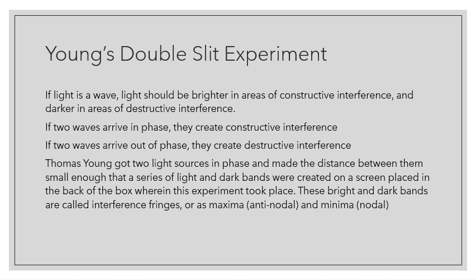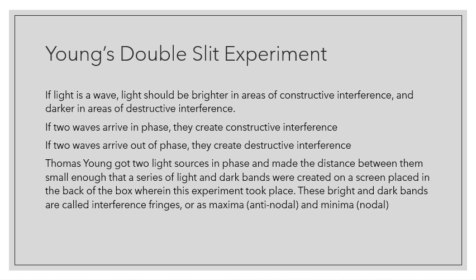So if light is a wave, then light should be brighter in areas of constructive interference and darker in areas of destructive interference. So if two waves arrive in phase, they would create constructive interference. And if two waves arrive out of phase, they create destructive interference, as we saw in last lesson.